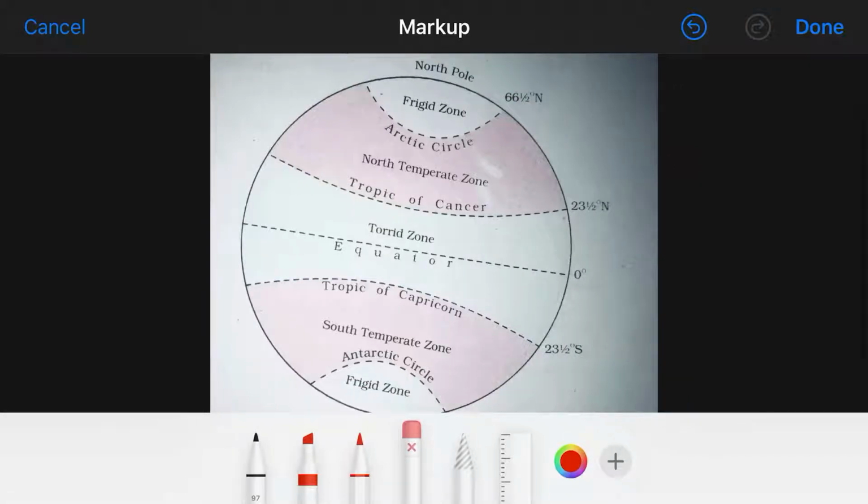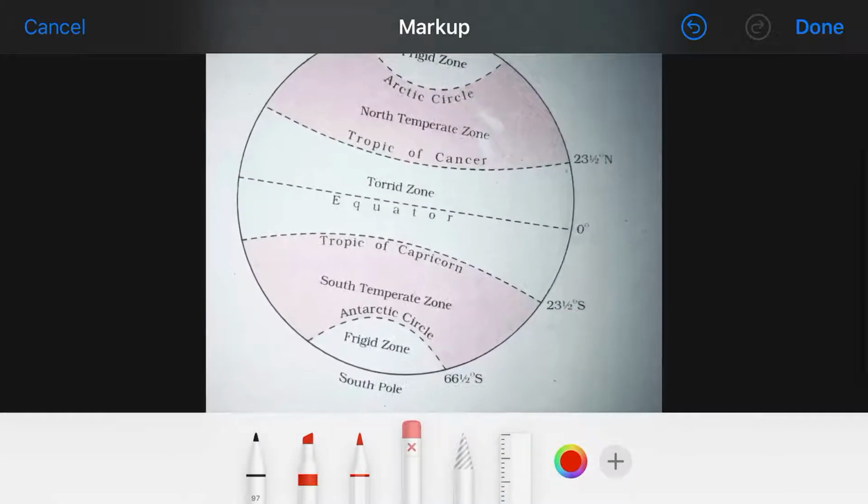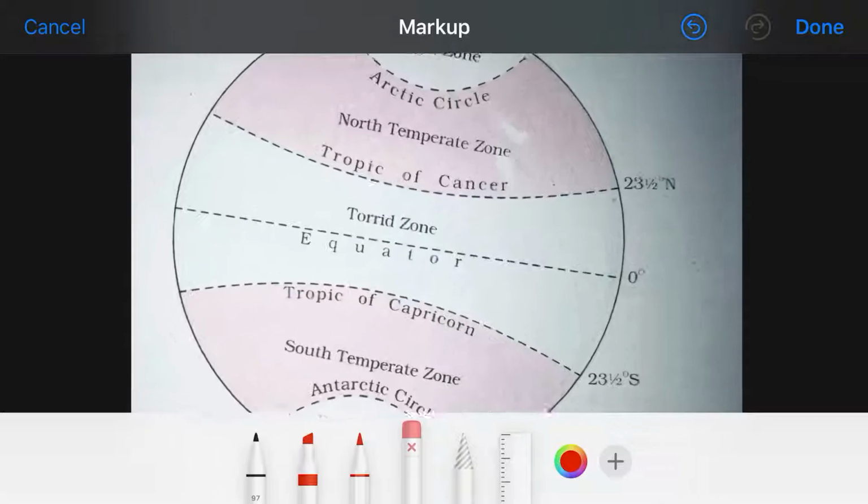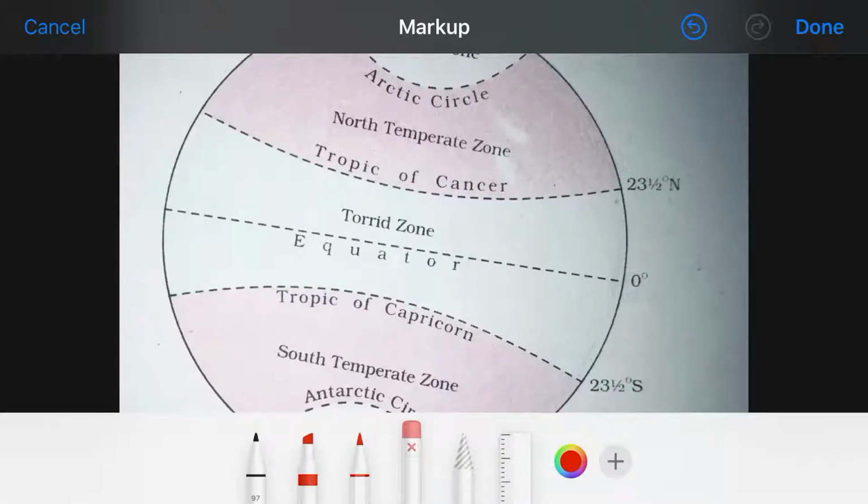And one more, the Frigid Zone. You can see it here at the top on the North Pole and on the South Pole. Now I am going to tell you what the torrid zone, the temperate zone, and the frigid zone are. The torrid zone is the hottest zone, where the sun's rays come directly on the equator. So places near the equator are also very hot. That's why this place is called the torrid zone.